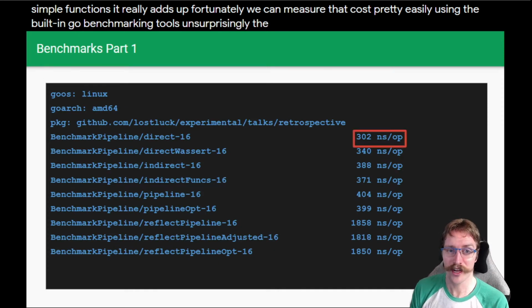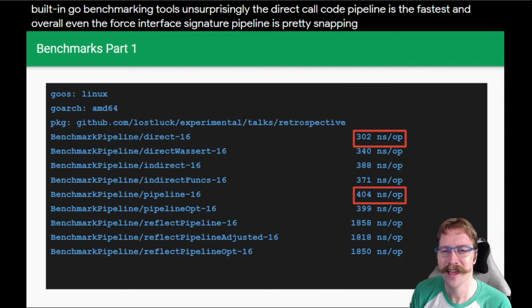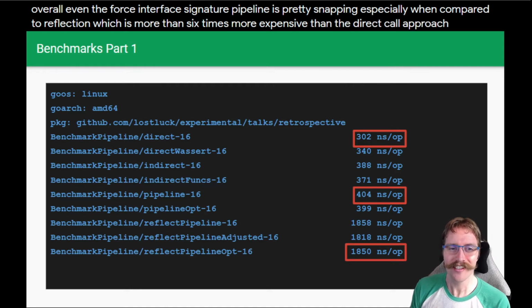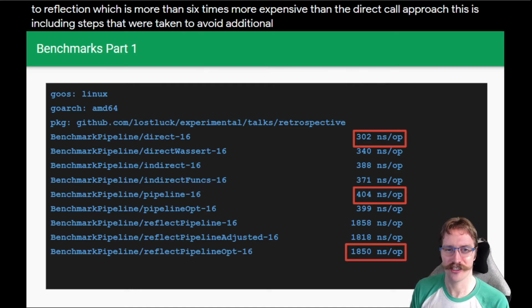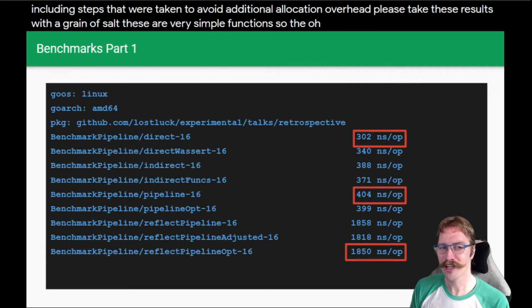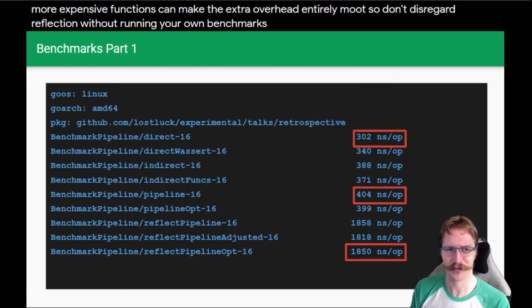Unsurprisingly, the direct call code pipeline is the fastest, and overall, even the forced interface signature pipeline is pretty snappy, especially when compared to reflection, which is more than 6 times more expensive than the direct call approach. This is including steps that were taken to avoid additional allocation overhead. Please take these results with a grain of salt. These are very simple functions, so the overhead of reflection is relatively high. More expensive functions can make the extra overhead entirely moot, so don't disregard reflection without running your own benchmarks.